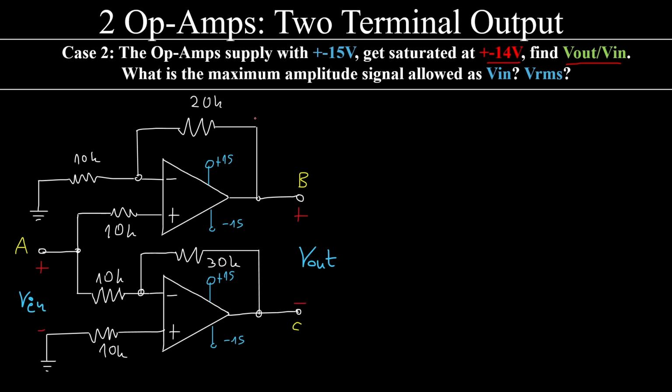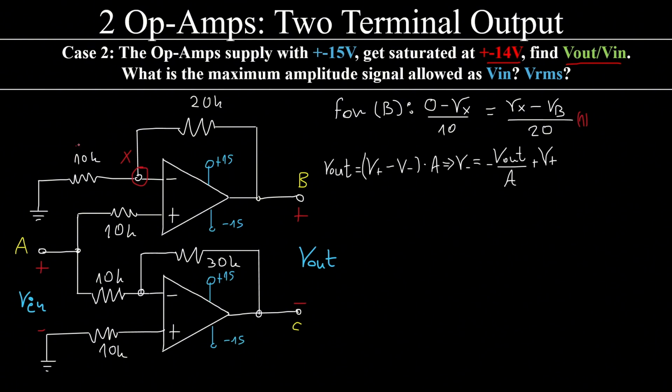Again, I'm going to use the same logic. I'm going to say this point X. For here, alright, we have a common current like before. 0 minus Vx over 10 is equal to Vx minus Vb over 20. The same logic like before, nothing really changed here.